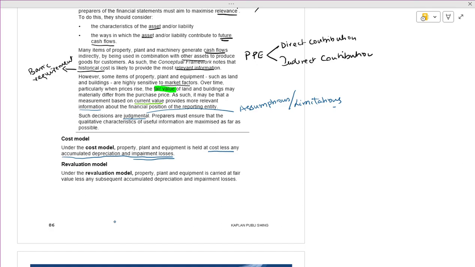Under the revaluation model, be a little bit careful on this. It is going to be carried at fair value less any subsequent accumulated depreciation. What is the difference between these two? If we are taking the cost model, it is held at cost. If we are taking the revaluation model, it is carried at the fair value.